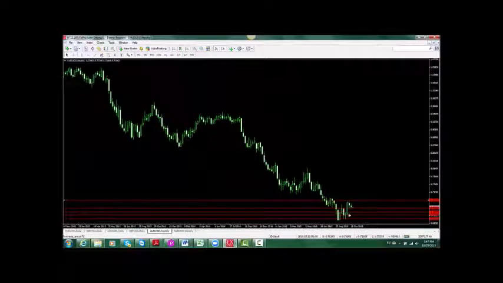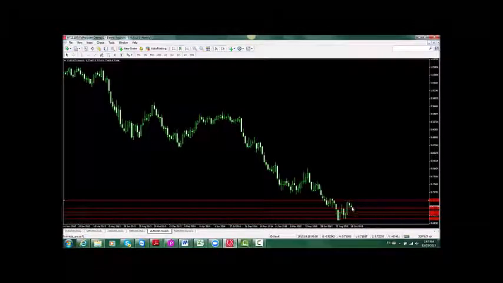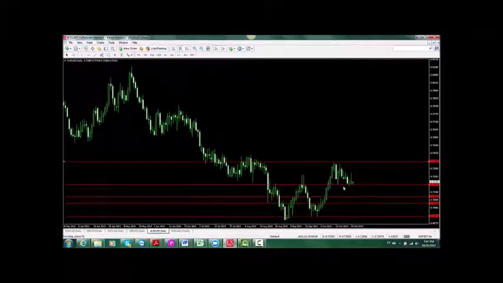Now let's take a look at the Australian dollar. This is the weekly chart. The weekly candle close was actually quite neutral. However, we have been seeing the pullback in the Australian dollar, so we may see a further move to the downside. The weekly candle close is neutral, and let's take a look at the daily here.